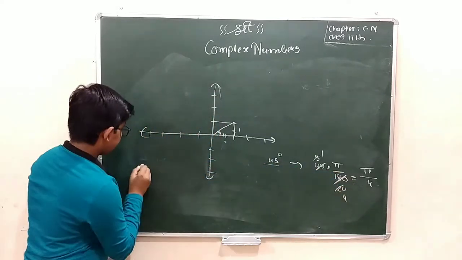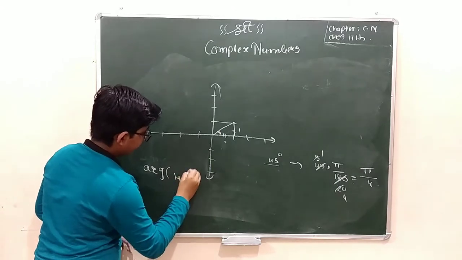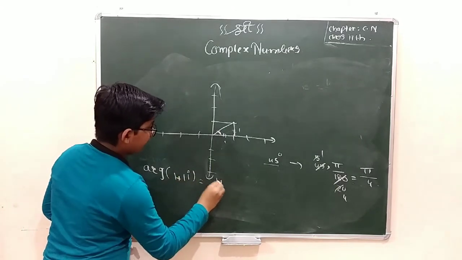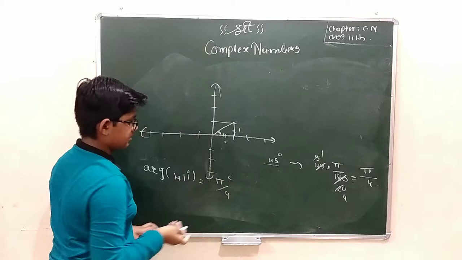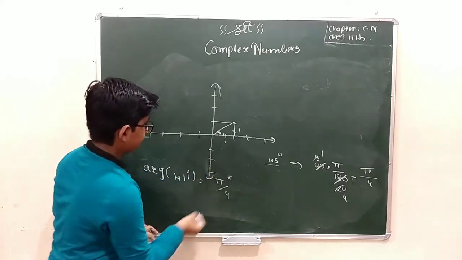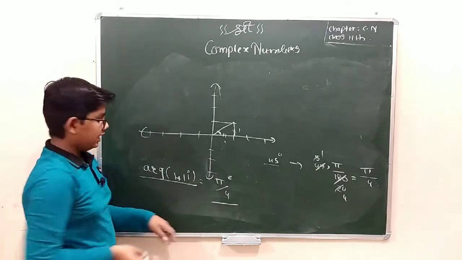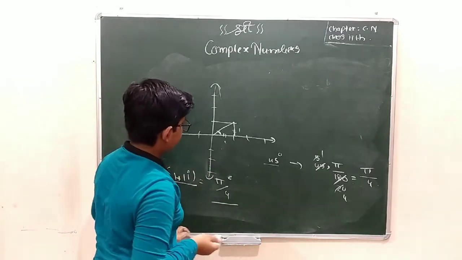Which means we can find that the argument of 1 plus 1i is equal to pi by 4 radians. So the argument of 1 plus 1i will be equal to pi by 4 radians.